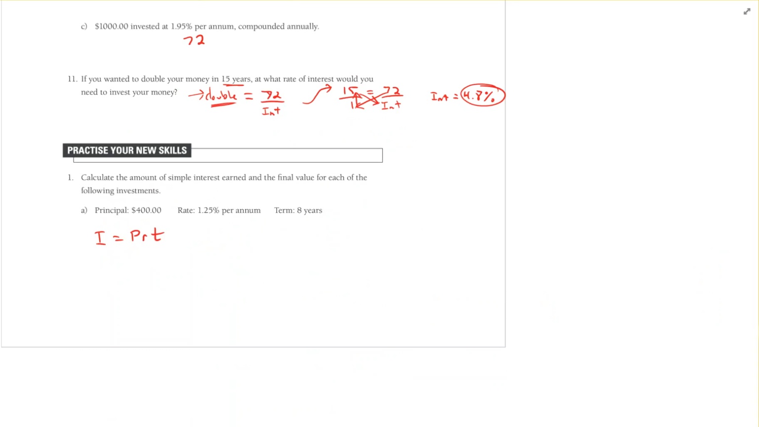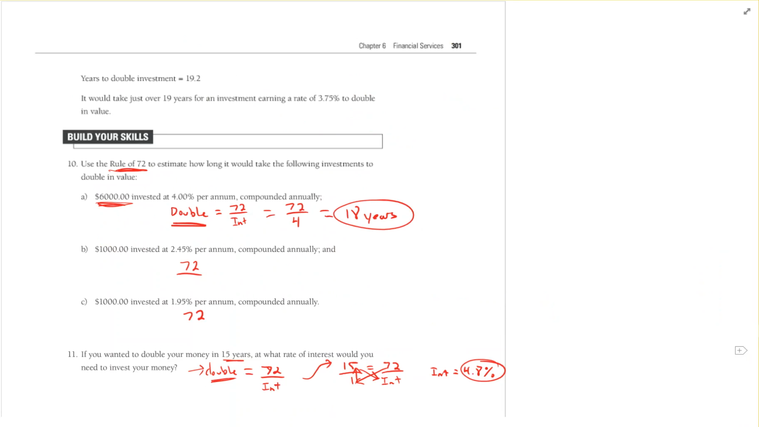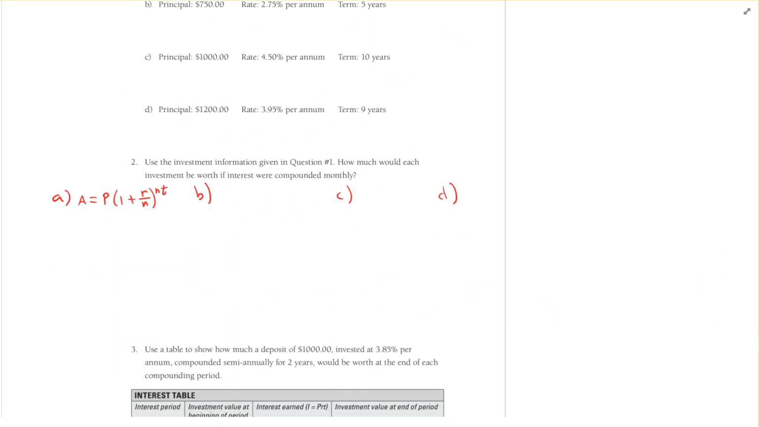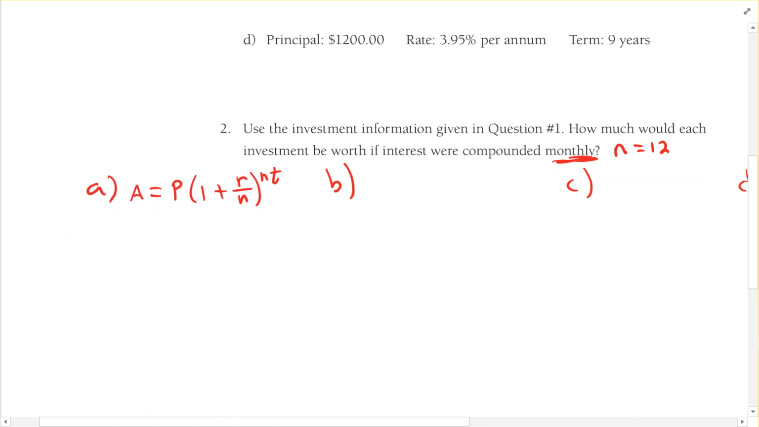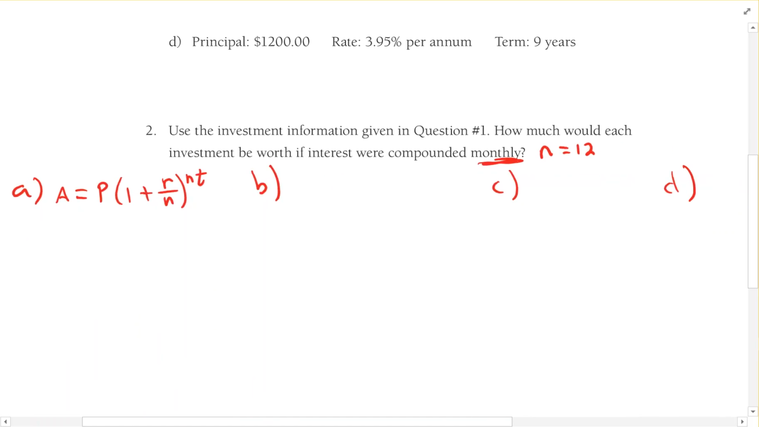And we're going to use this information. So principal of 400, interest rate of 1.25%, 8 years. And then the key bit that's going to change here is that it's going to be compounded monthly. So what's that mean? Remember, n is equal to 12. So that's it. That's all I'm going to tell you. So go ahead and answer 2A, B, C, and D now.